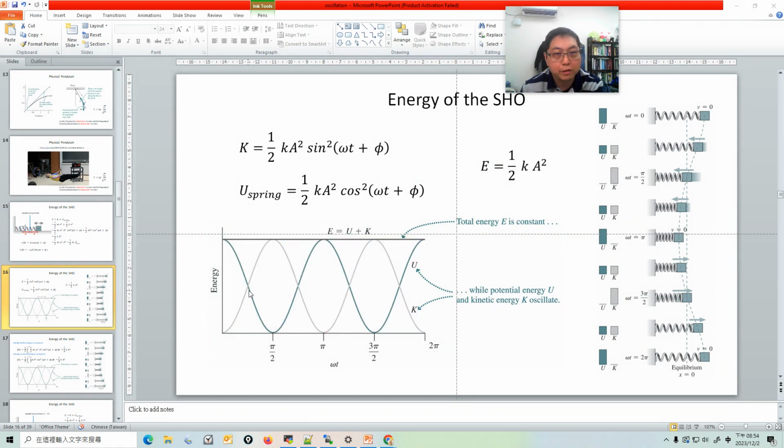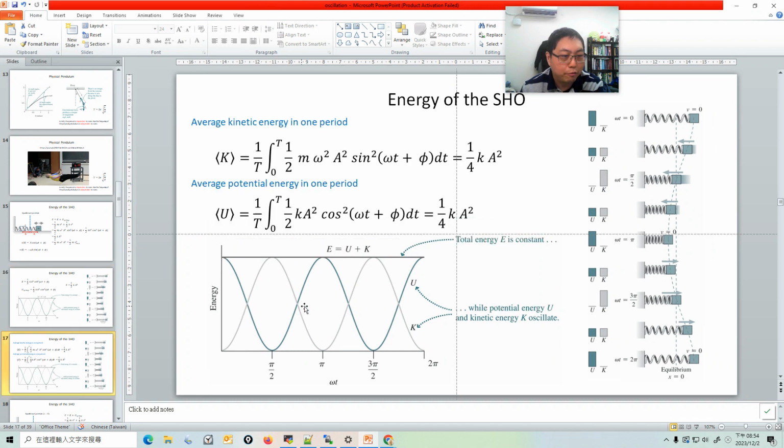From this graph, it's very easy. Where is the average of the kinetic energy? You just observe this graph. What is the average kinetic energy in a period? Very easy. If you look at this graph, this is kinetic energy, right? Based on this graph, what do you think the average is? I think the average is here, right?